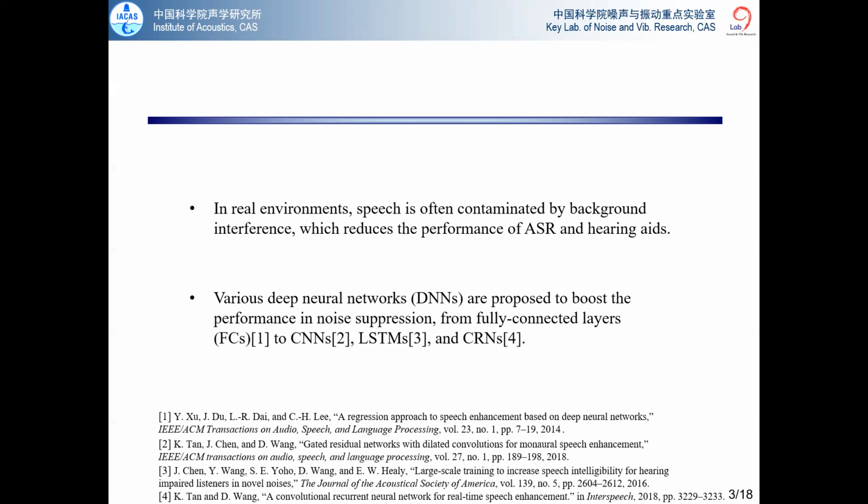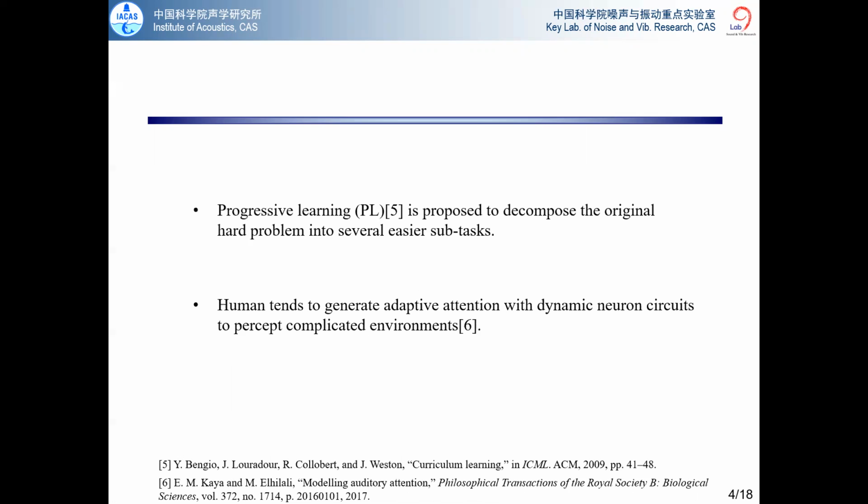CNN can learn the local patterns of the spectrogram, and RNN like LSTM can learn the sequence correlations between consecutive frames. In addition, the convolutional recurrent network, CRN, is also proposed, and it has both the advantages of CNN and RNN. However, to realize good performance, lots of parameters are usually required, which may limit the latency requirement. In addition, the increase of layer depth may also cause gradient vanishing problems.